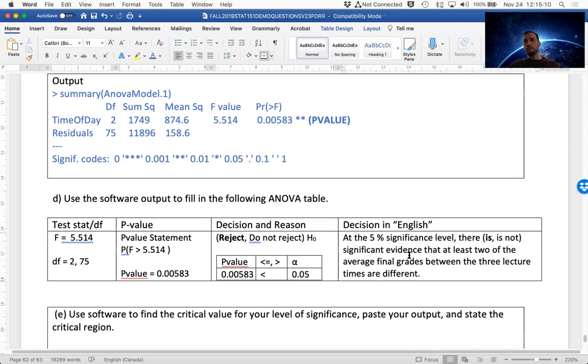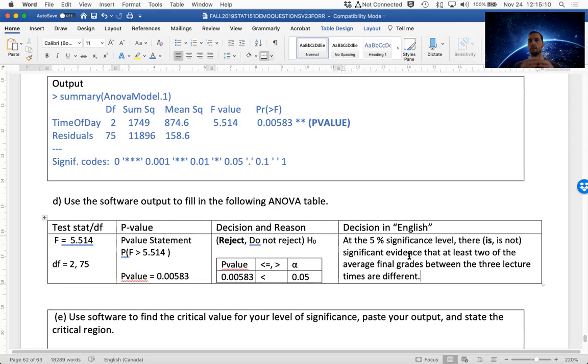Again, the alternative for an ANOVA is not general inequality, so it's not that all of the means are different from each other. It's at least 2 of the however many means there are that are different. So it could be that the Tuesday morning and the Thursday morning are different, or the Thursday morning and the Monday morning, or the Tuesday morning and the Monday morning. We don't know exactly which pairs are different, but we know that a difference exists.